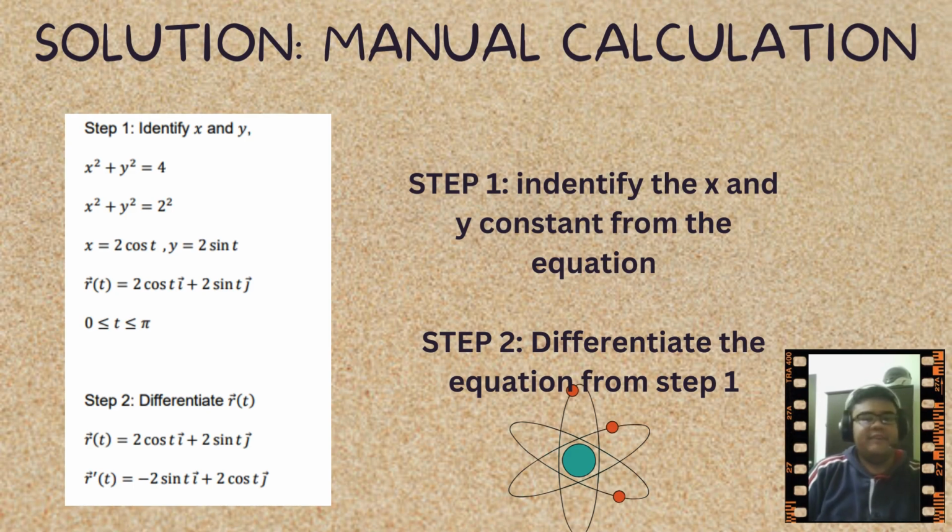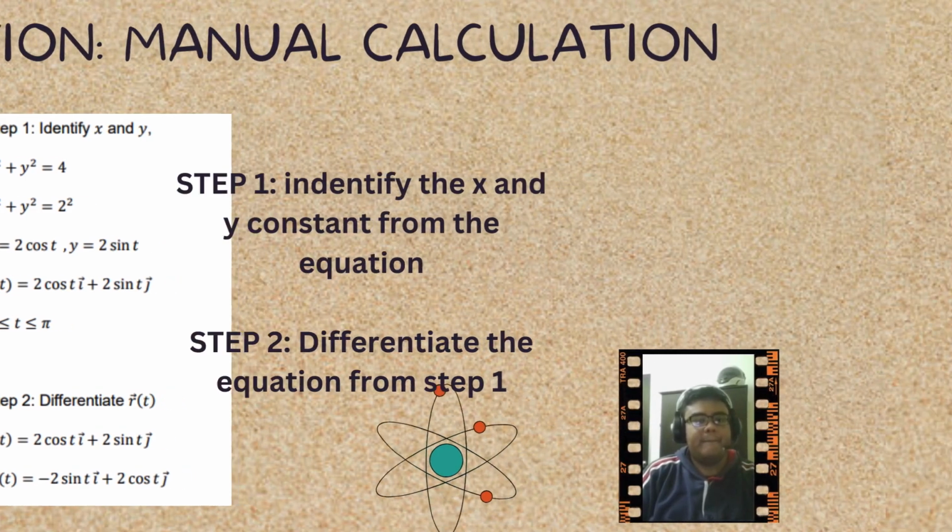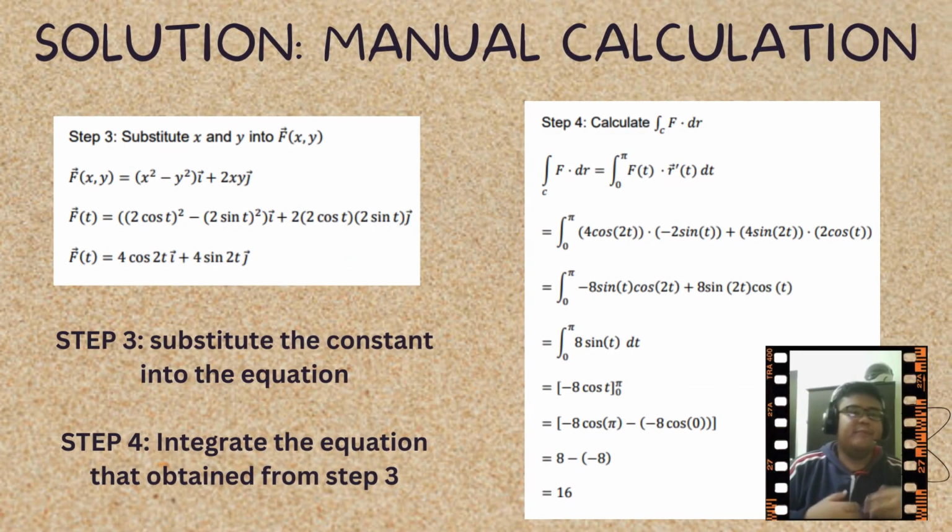So step 2, we will differentiate our r(t), which is r(t) equal to 2 cos t i plus 2 sin t j, and we will get r prime of t, which is equal to negative 2 sin t i plus 2 cos t j. Moving on to step 3, we have to substitute x and y into F(x,y), which is (x squared minus y squared) i plus 2xy j. And we are going to get F(t), which is equal to 4 cos 2t i plus 4 sin 2t j.